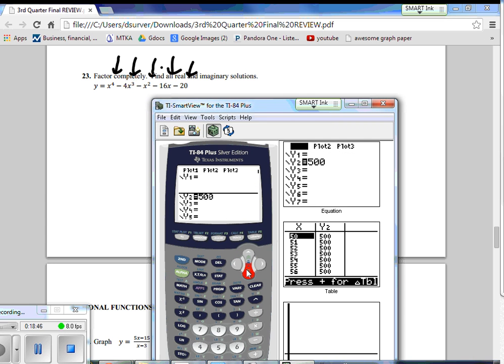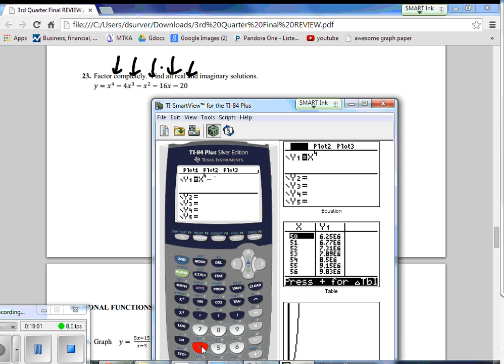Clear that out. Go up to here and put in x to the 4th. x to the 4th. Arrow to get out of that. Minus 4x to the 3rd.